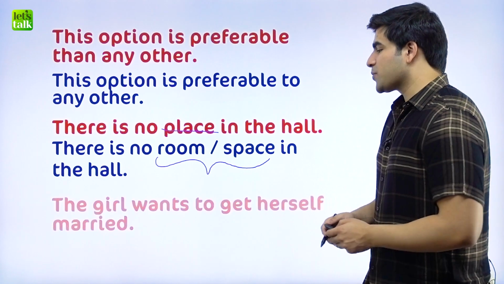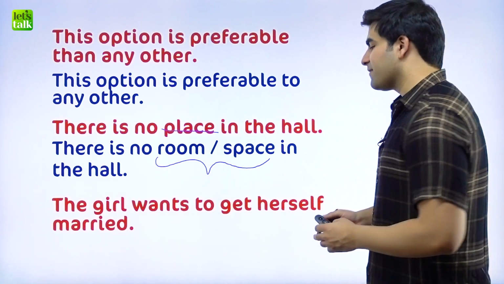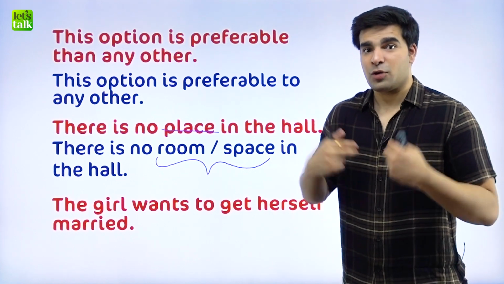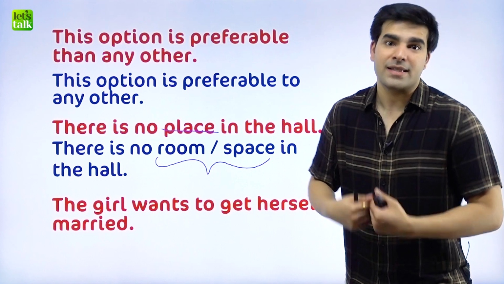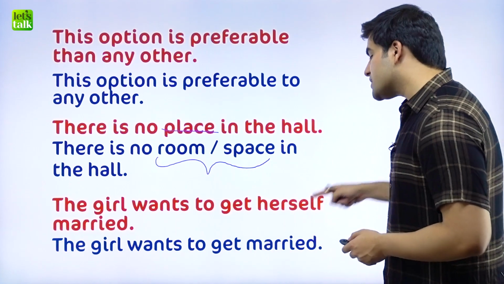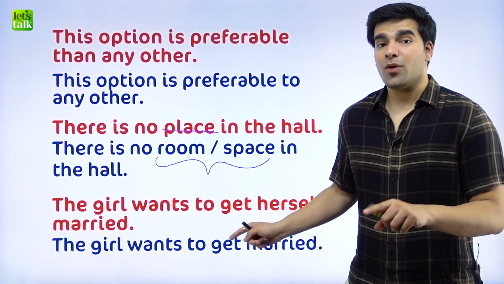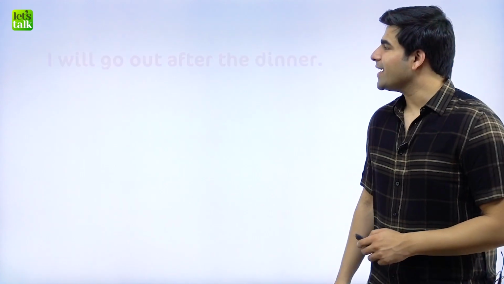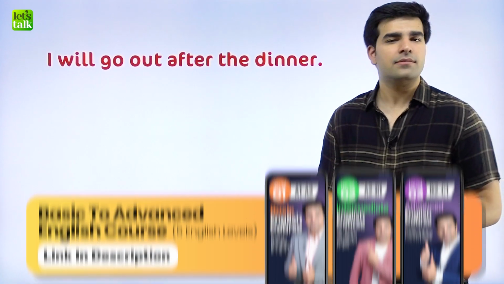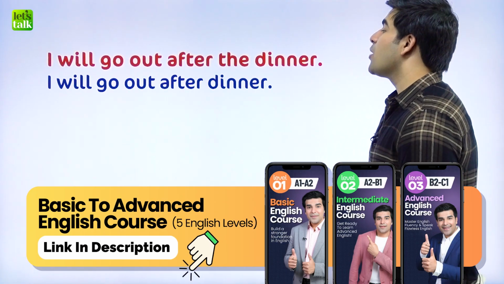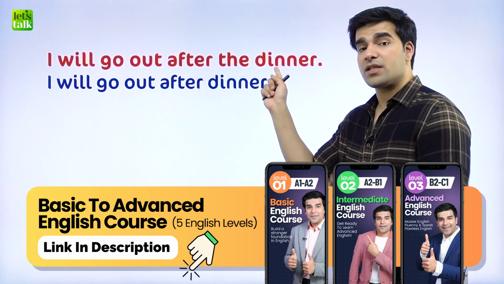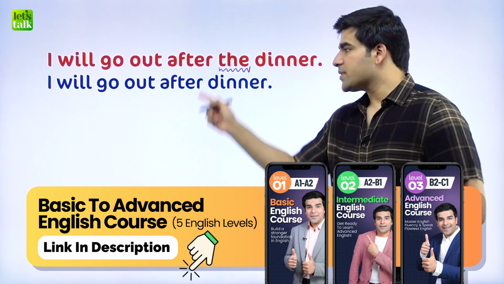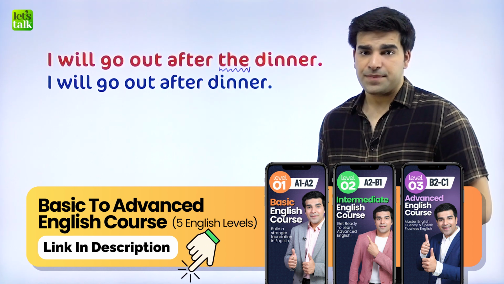The next one is "the girl wants to get herself married." Means like she wants, you know what I'm trying to say? I mean, is she going to be the sole person to get married by herself? No, right? It is "the girl wants to get married," not "the girl wants to get herself married." These were the first six. Number 7 is "I will go out after the dinner." We say "I will go out after dinner" because before dinner we do not use a definite article. We say "I will go out after dinner" or after lunch.